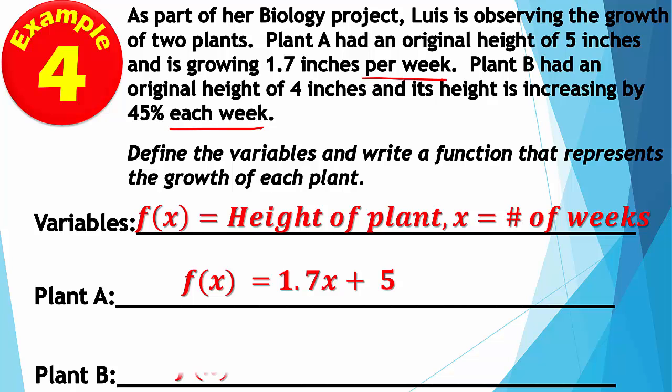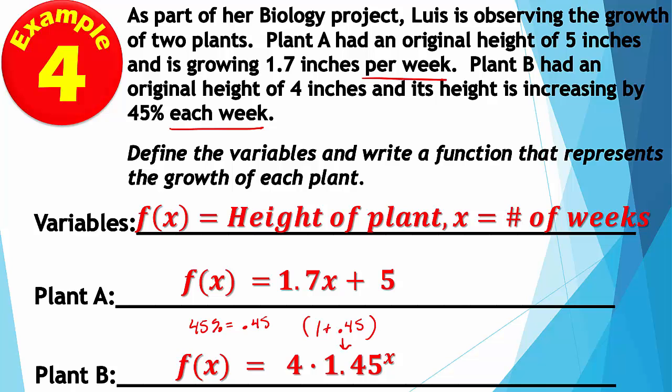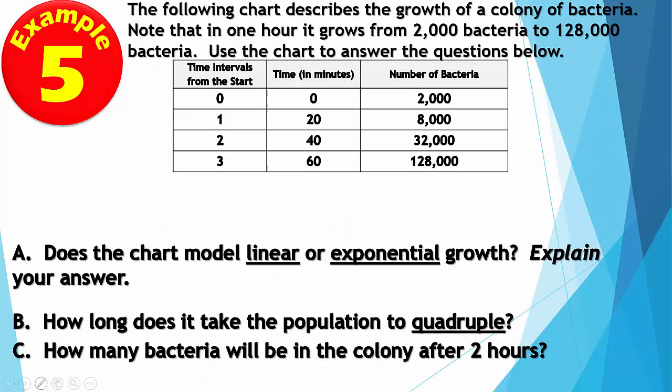Okay, for plant B, we have f of x. Its original height was 4 inches, times how much it's growing. Now this 1.45, because it's growing, so it's increasing, that's 1 plus 0.45, because remember 45%, when we convert it to a decimal, is 0.45. So that's how we got this, and then x is our number of weeks, and that's an exponent. So again, remember to raise that up and write it smaller. And that's all we need to do for that problem.